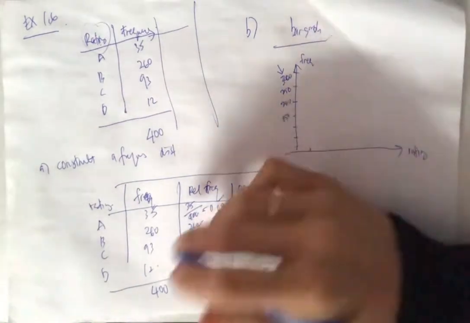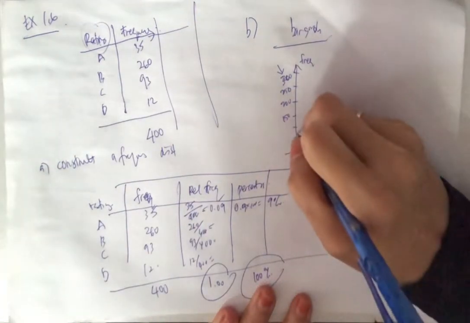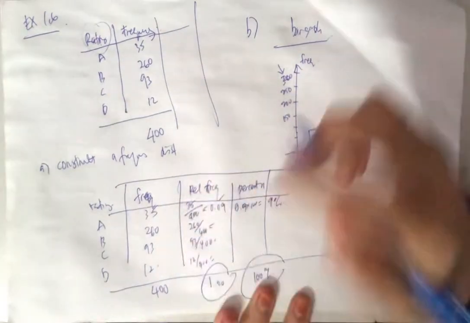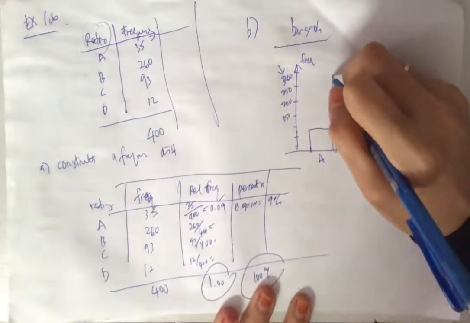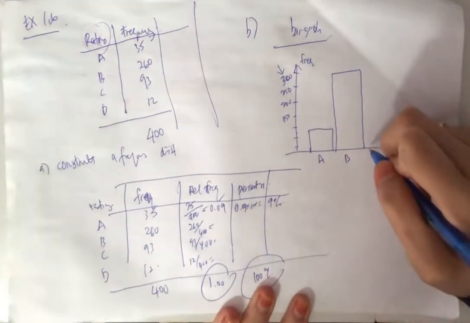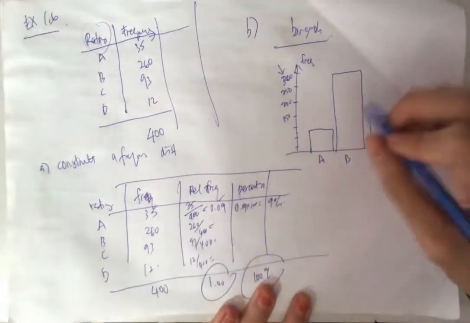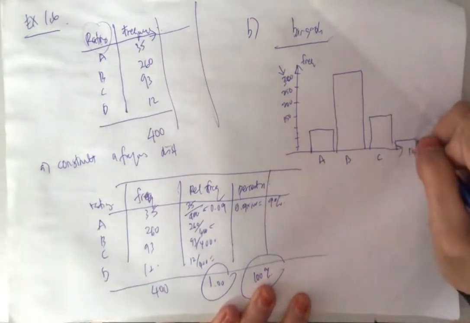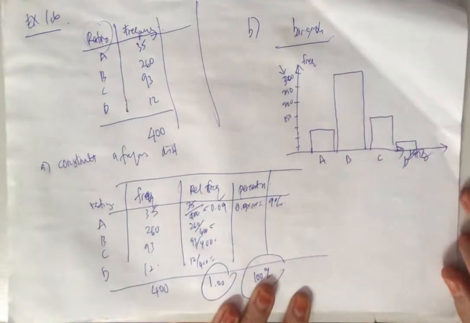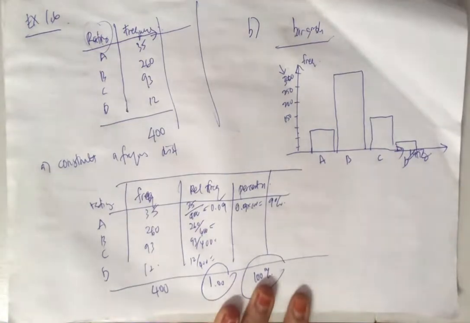For example, rating A is only 35, so maybe 35 is somewhere here. This is A. Then B is 260, so almost 300. This is B. Then 90 maybe somewhere here, and the last one is D. D is only 12, so it will be somewhere here. Alright, so this is our bar graph. Bar graph is really simple.